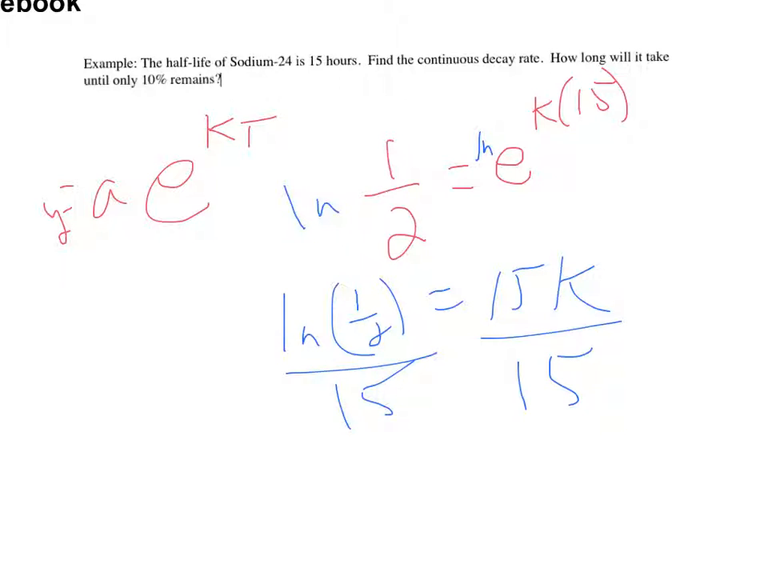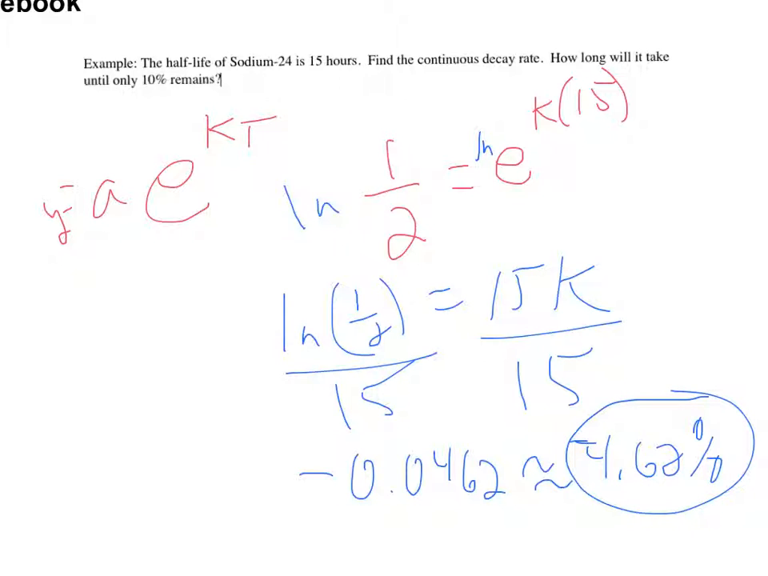So my calculator tells me when I do that calculation, negative 0.0462, so about 4.62%, and it's negative, is my decay rate, continuous decay rate. Then they want us to know how long until only 10% remains.